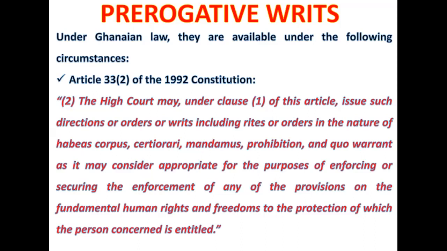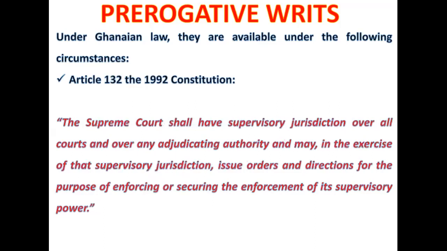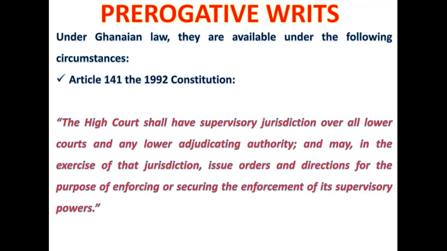Now, the second ground or circumstance under which these remedies may be issued in the Republic of Ghana is when you invoke the supervisory jurisdiction of the High Court under Article 141 of the Constitution, and also when you invoke the supervisory jurisdiction of the Supreme Court under Article 132 of the Constitution. So look at Article 141 of the Constitution, and what does it say? It says that the High Court shall have supervisory jurisdiction over all lower courts and any lower adjudicating authority, and may, in the exercise of that jurisdiction, issue orders and directions for the purpose of enforcing or securing the enforcement of its supervisory powers. And the quote ends.